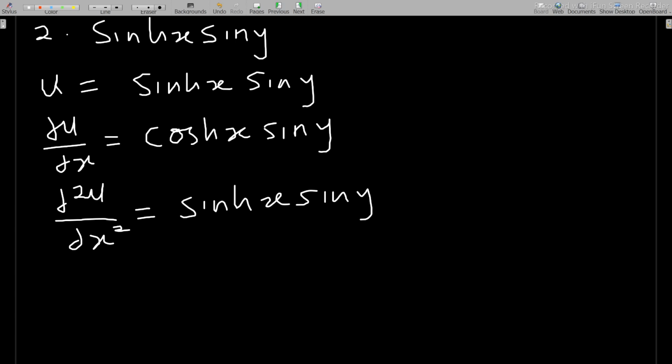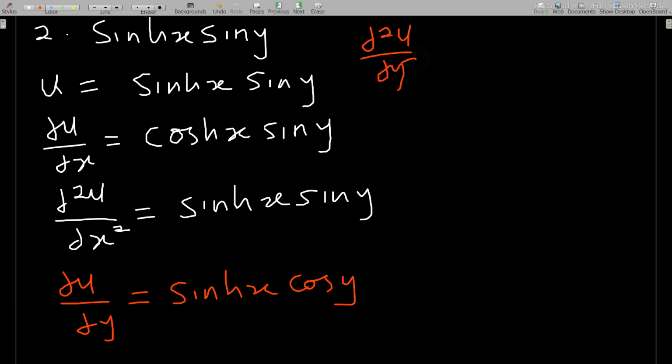Now you go ahead and find del u del y, and that is equal to, you differentiate the whole of this with respect to y. The sine x aspect has no y in it, so I just differentiate the sine y and I get cos y. So I have sine x cos y. Then I find del squared u del y squared, and when I differentiate cos y, I get minus sine x sine y. When you differentiate cos y, you get negative sine y, so that will affect everything there.